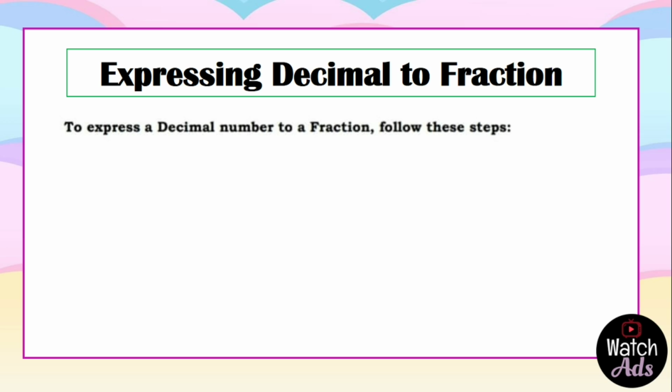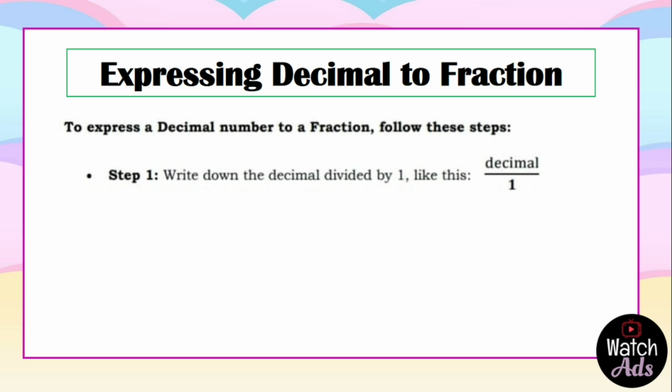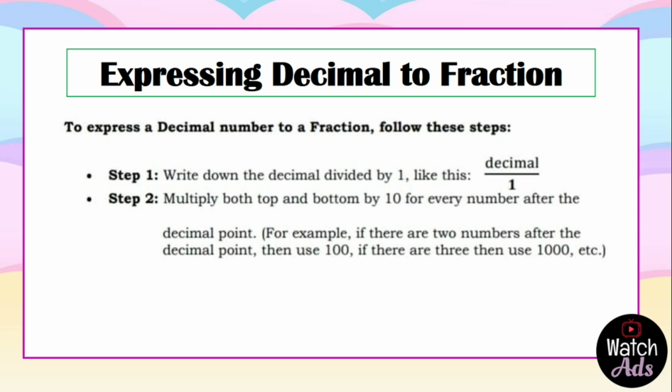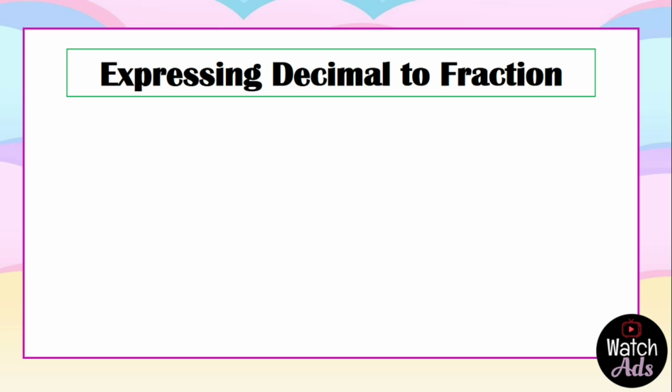Now, to express a decimal number to a fraction, these are the steps. First, write down the decimal divided by 1, like this. Next, multiply both top and bottom by 10 for every number after the decimal point. For example, if there are 2 numbers after the decimal point, then use 100. If there are 3, then use 1,000, and so on. Then simplify or reduce the fraction.